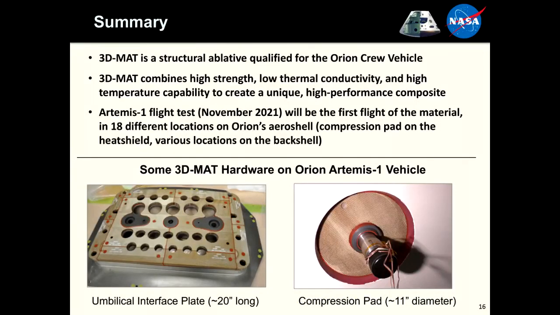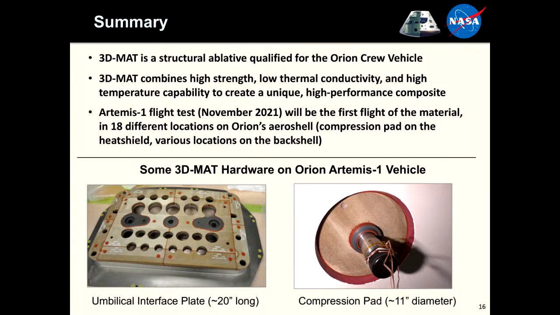So in summary, I'll just say that 3D Matte is a structural ablative material. It's qualified for the Orion multipurpose crew vehicle. This material composite combines high strength, low thermal conductivity, high temperature capability, and thus is a unique high performance composite. The Artemis 1 flight test scheduled for November will be the first flight of this material in space. Some of the flight hardware is shown down here below.